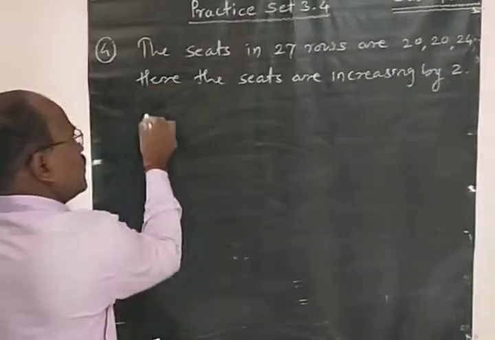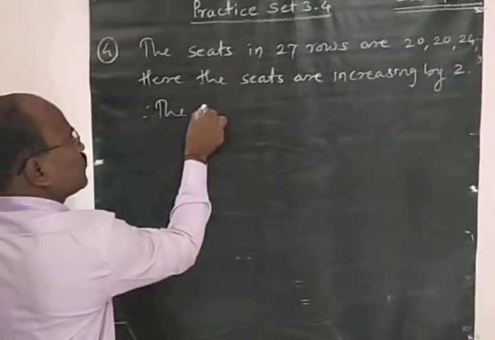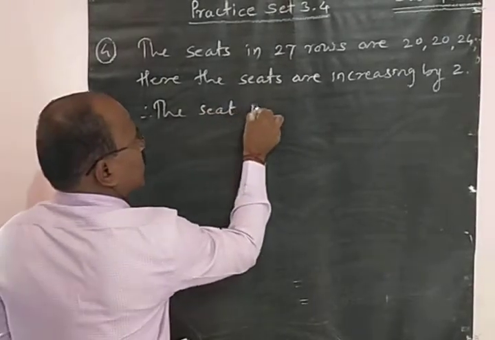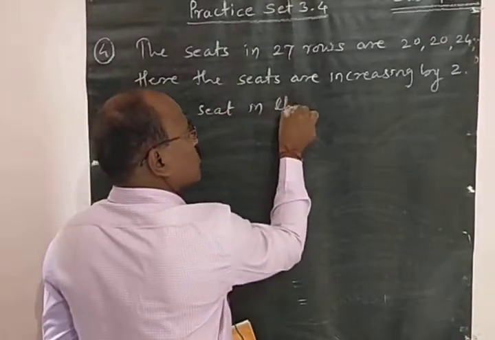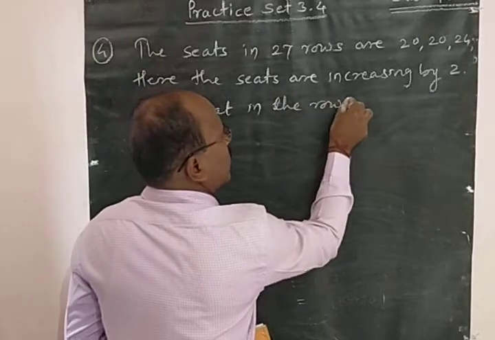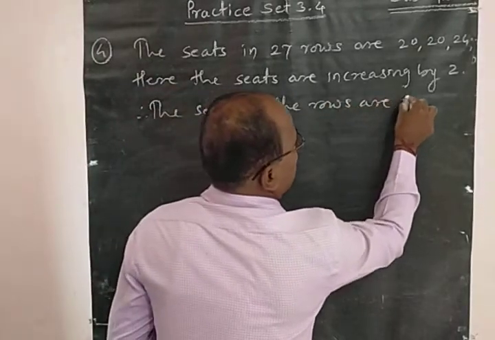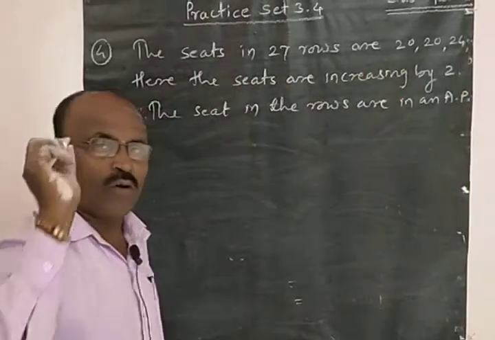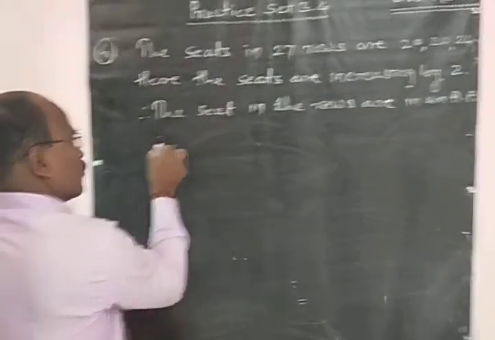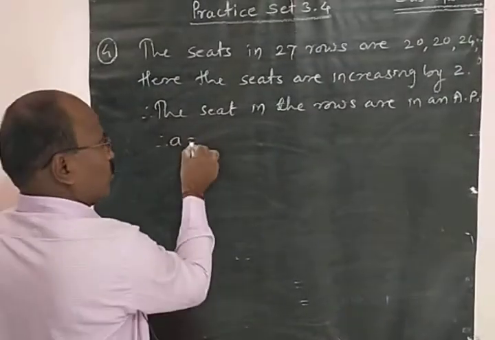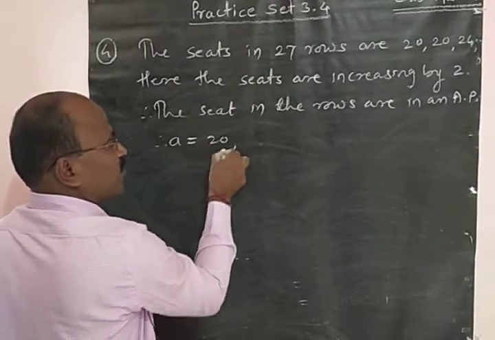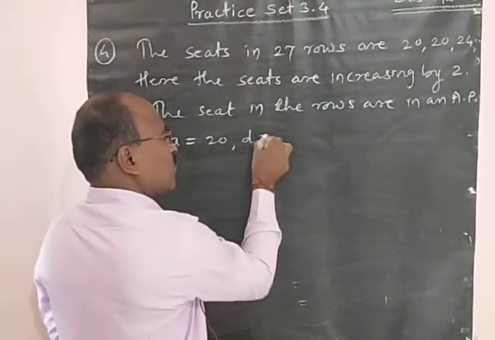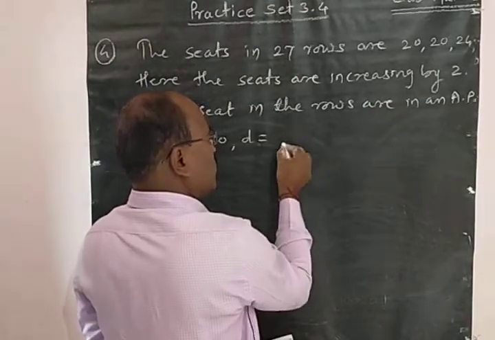Therefore the seats in the rows are in an AP. Okay, therefore A is equal to, what is A here? 20, the first term, and D common difference, D is equal to how much?